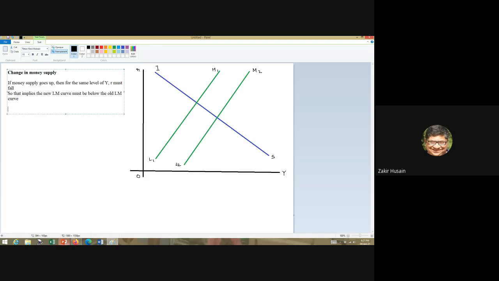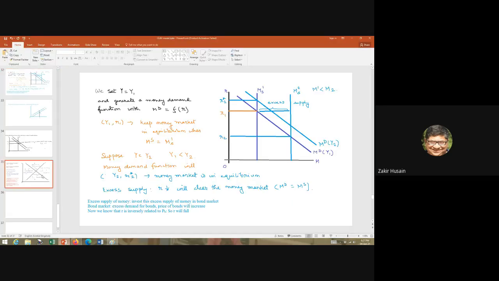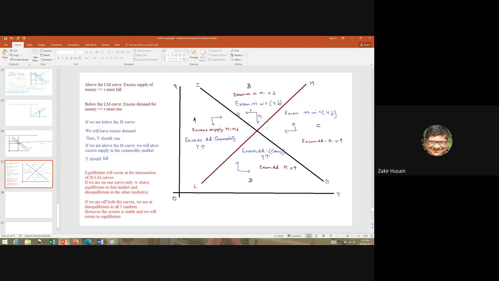So go back to the slide. What is the position over here? We are at this point, right? So we are on the IS curve. If we are on the IS curve, the commodity market is in equilibrium, but we are above the LM curve. This is the new LM curve. We are above this curve.